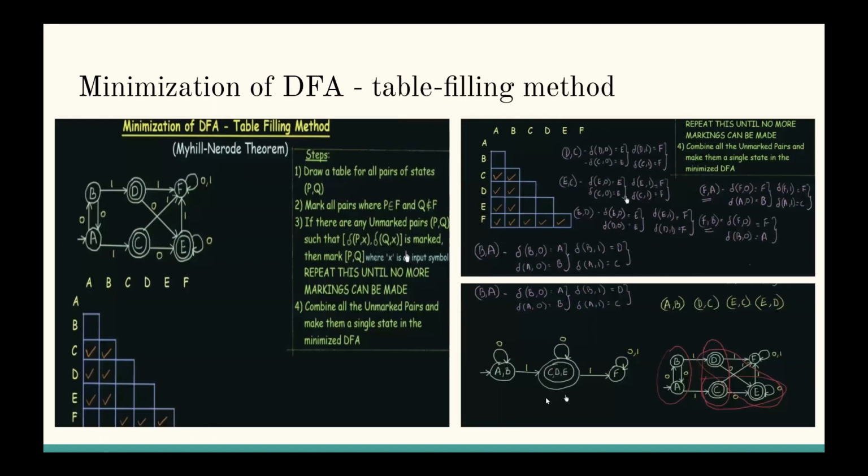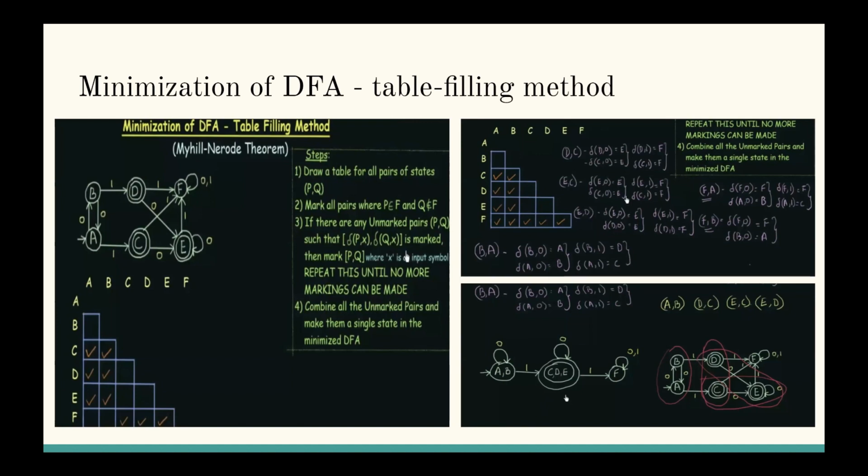This slide is an example of a minimization of a DFA using the table filling method by the Myhill-Nerode theorem. So here we have an example of a DFA. And so the first step is to draw a table for all pairs of states. So here we have this table. You may ask, why do we not have AA or BA, AC, all this other half of the triangle? It's because it would be a redundant process, and we only need to consider distinct pairs of states.